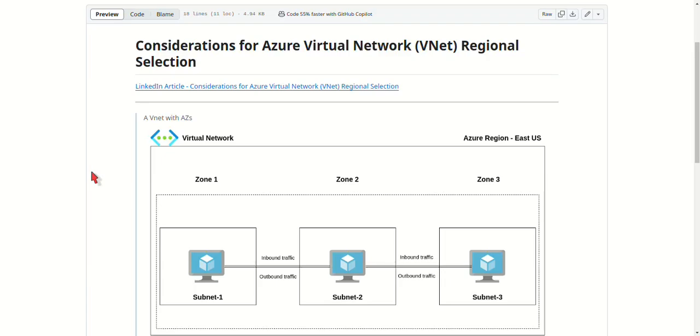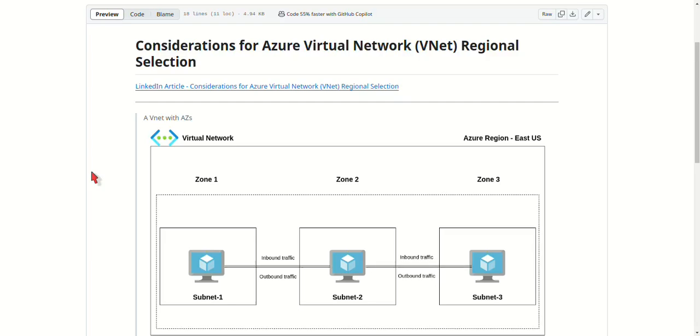These are physically separate locations within an Azure region, each with its own power, cooling, and networking infrastructure. By spreading your resources across multiple zones within the same region, you can improve fault tolerance significantly.